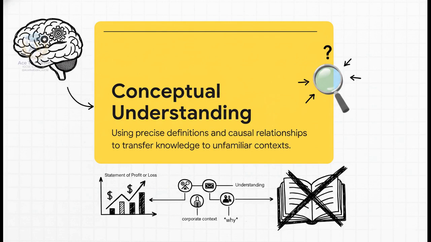If you understand the fundamental principle of why an expense must be matched to revenue in a specific period, it literally doesn't matter if the examiner throws a tech startup, a farming cooperative, or a massive multinational conglomerate at you. You understand why the entry is made, not just where it physically goes on the paper.